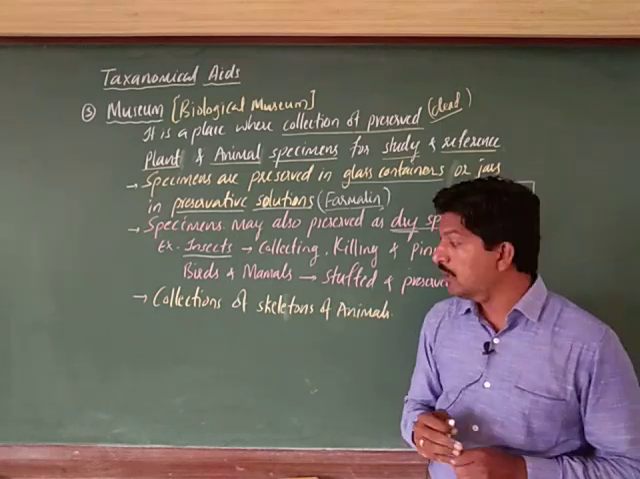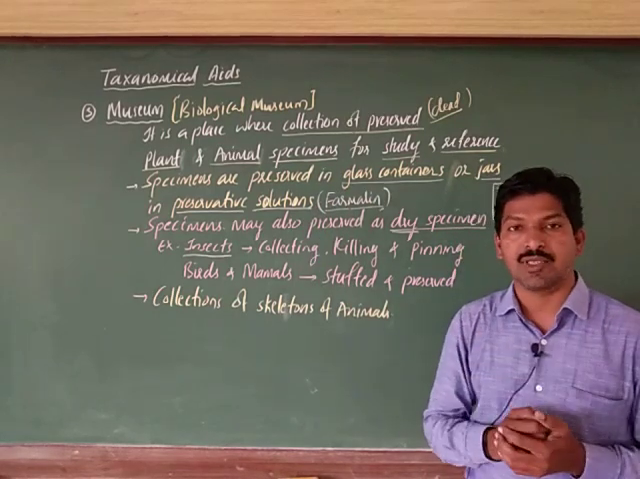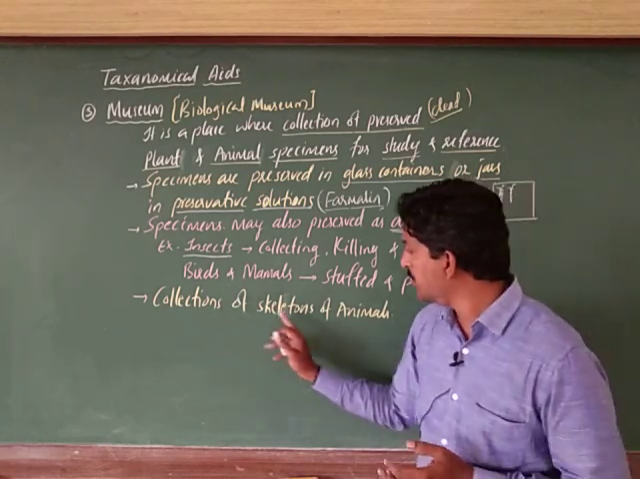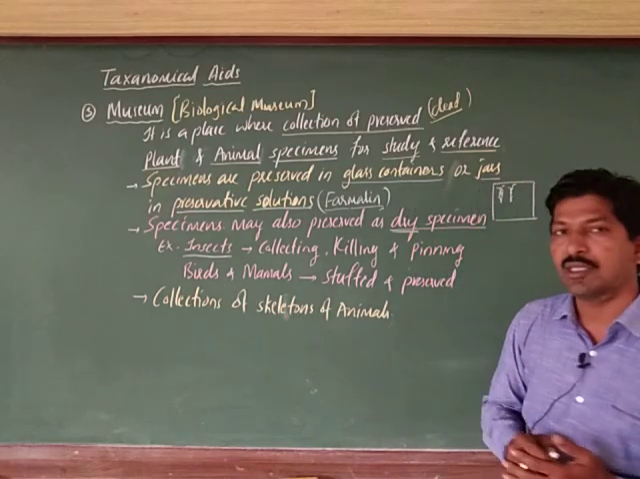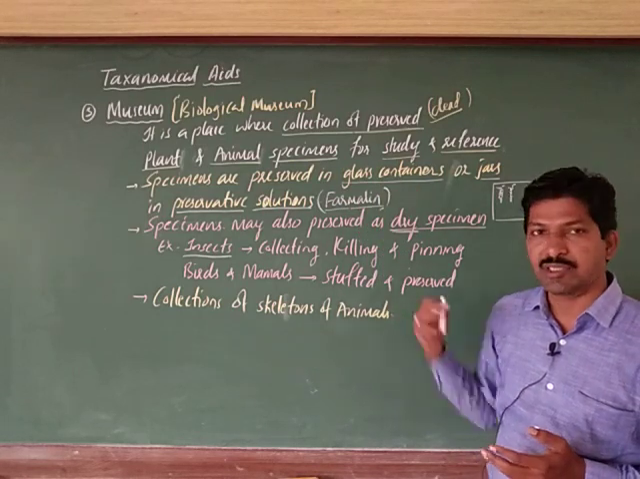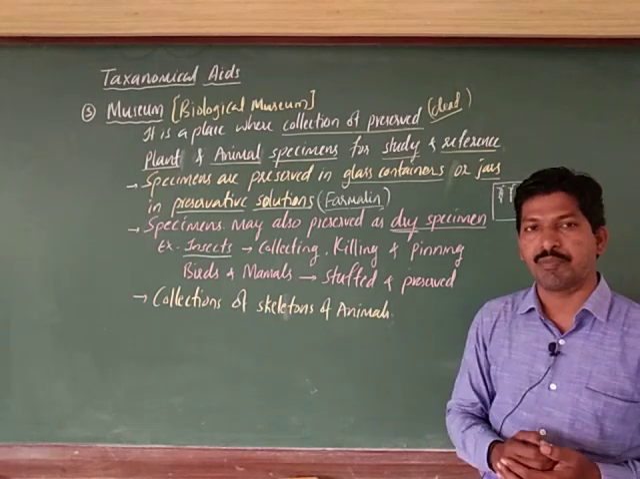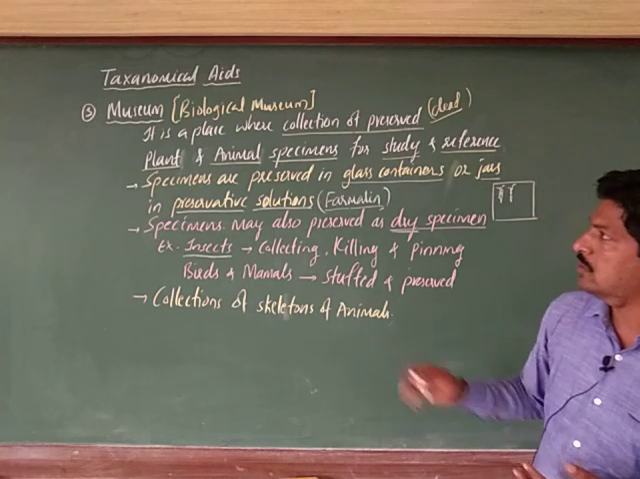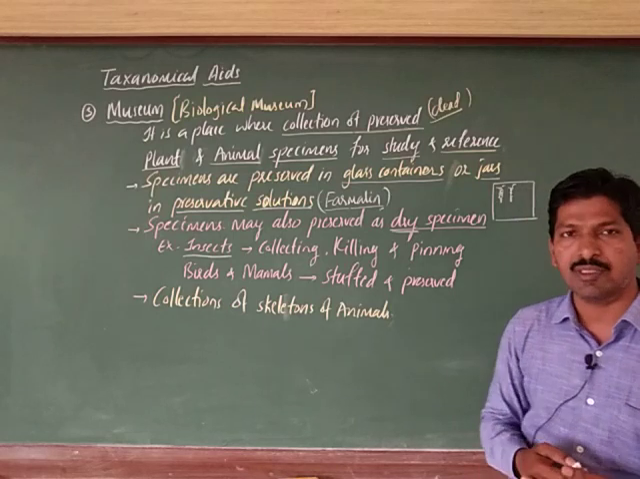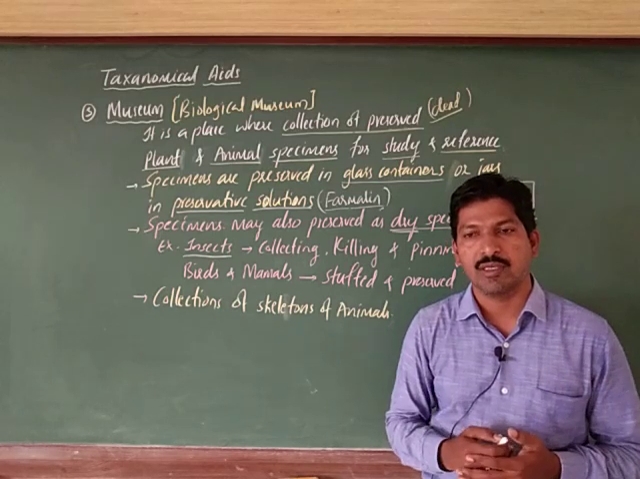Next, a museum may also have the skeleton systems of animals. Understood. The collection of skeletons of animals is one of the important roles of a museum, because the skeleton system can be studied. Different animal skeleton systems may also be there in a museum. Next, you may have observed examples of museums, as every college maintains one. So that is a museum.